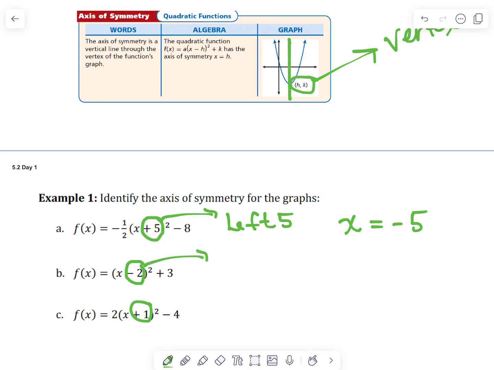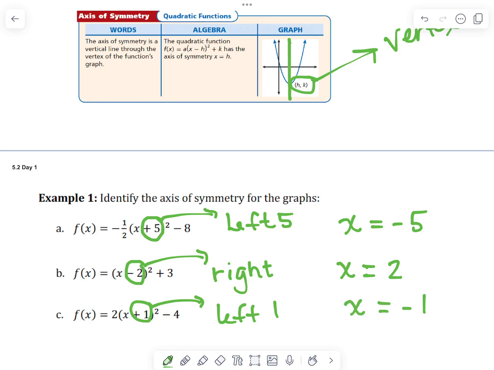The -2, we always say think opposite. This is going to move it right 2 units. So then the axis of symmetry is going to move right to x equals 2. Plus 1. This is going to move it to the left 1 unit. So then the axis of symmetry is going to be at x equals -1.